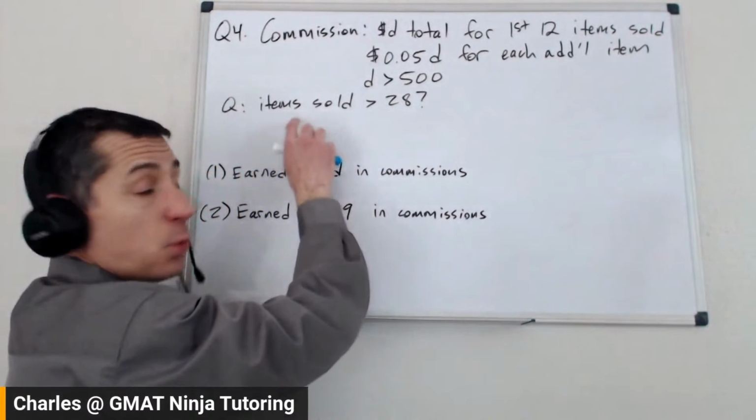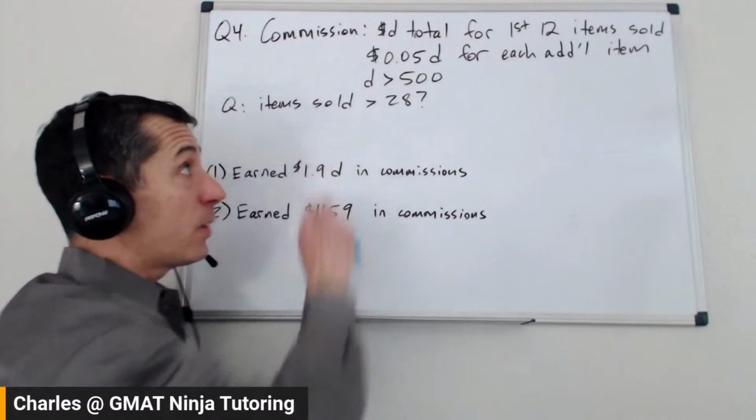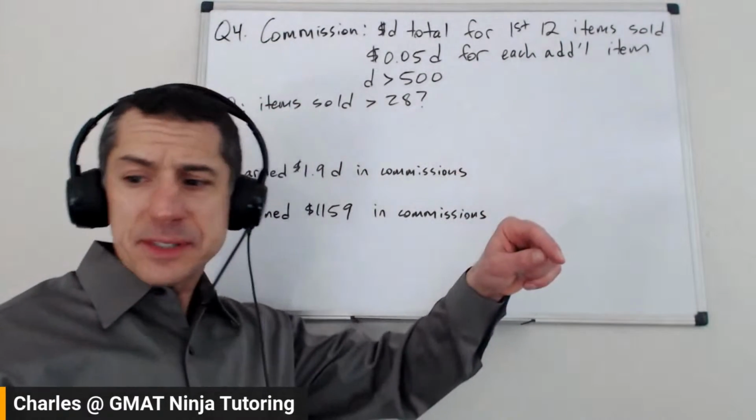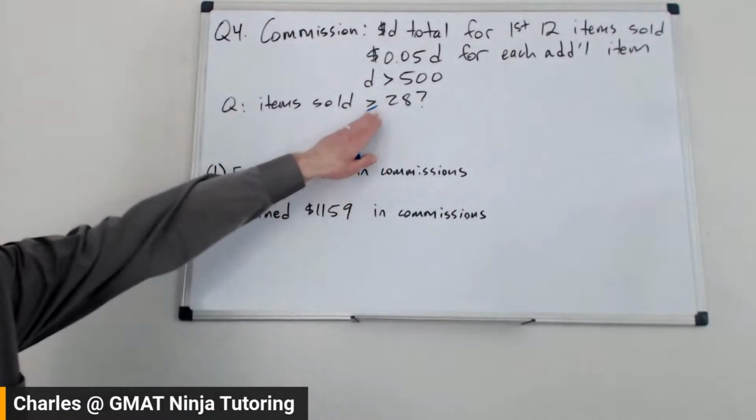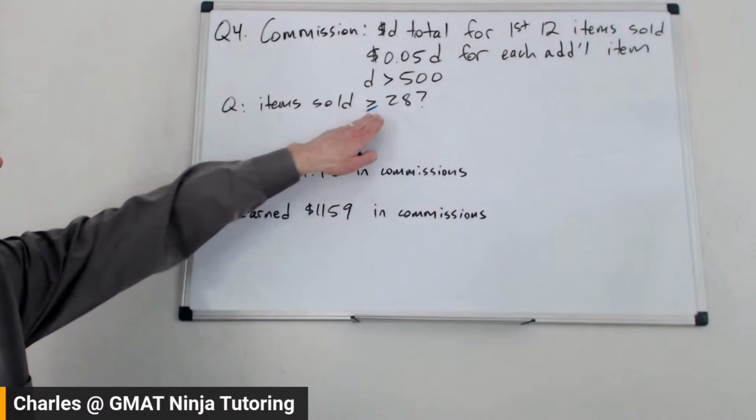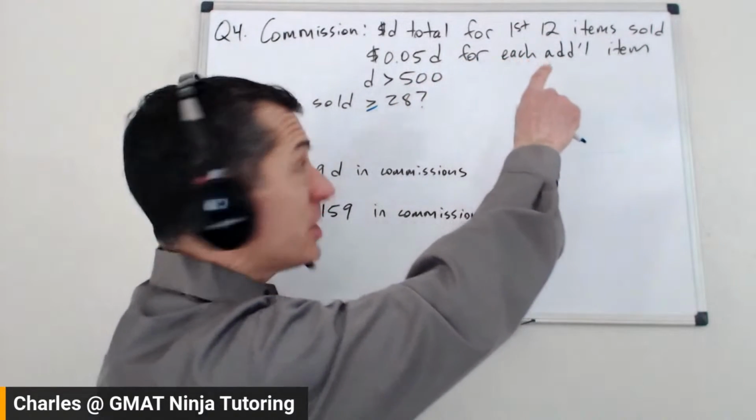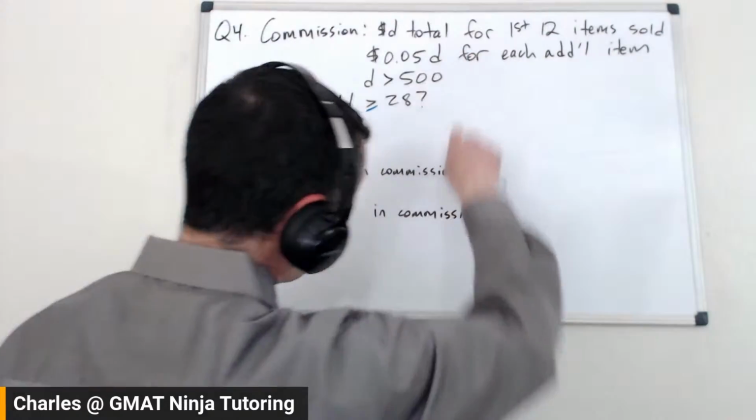I want to see if there's a way for me to ask this question in a different way that's logically equivalent. So they're asking, did she sell more than 28 items? Or sorry, greater than or equal to. So did you sell at least 28 items, greater than or equal to 28? But we've got all this mumbo jumbo about money here in the commission. So I should be doing something with that, right? Let me see if I can translate this in some way.